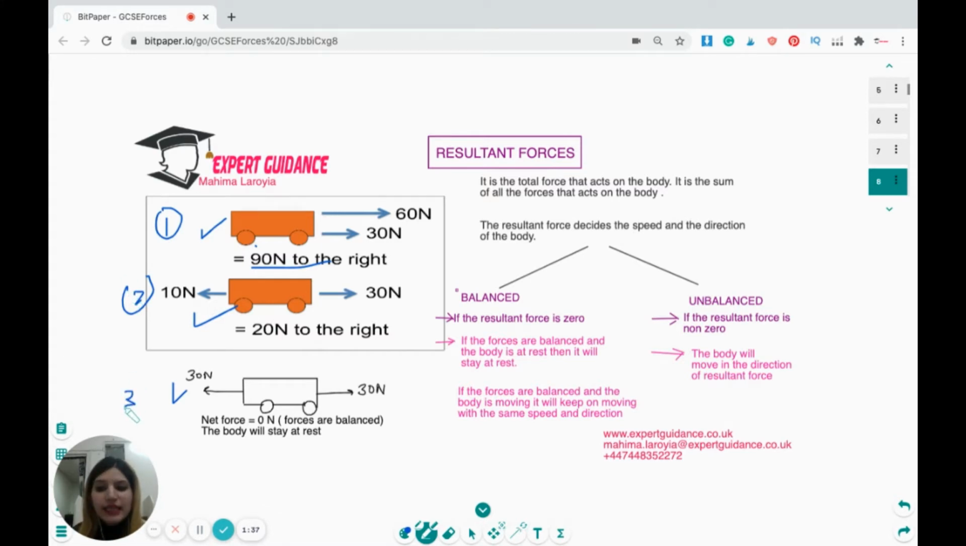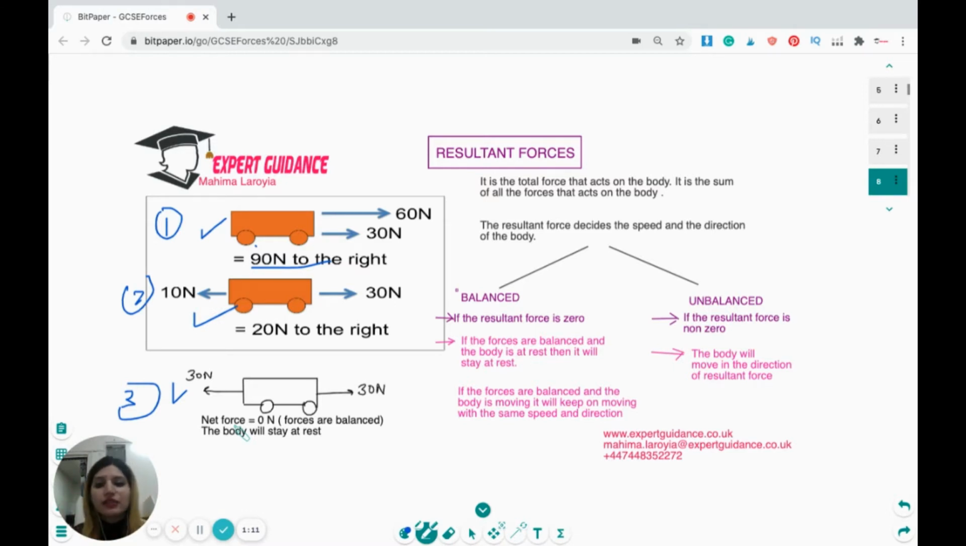In the third case, I have 30 Newtons to the left and 30 Newtons to the right. So both forces are equal and opposite, and the body will experience no force overall. This case is known as the balanced force. In this case, the body will stay at rest if it is at rest, or if it is moving, it will continue to move with the same speed. Okay, so this is the concept of resultant force.